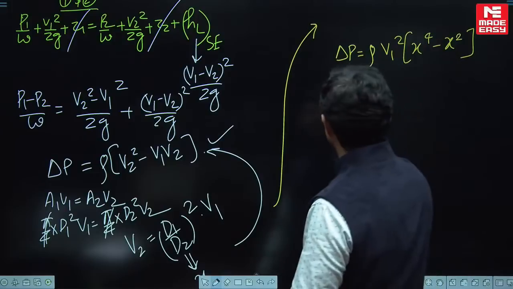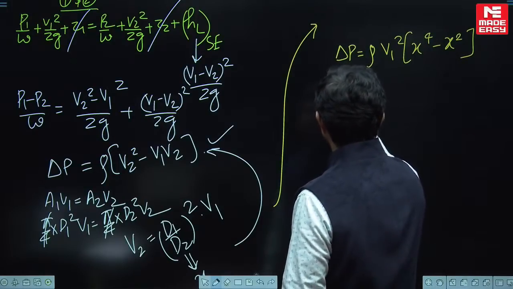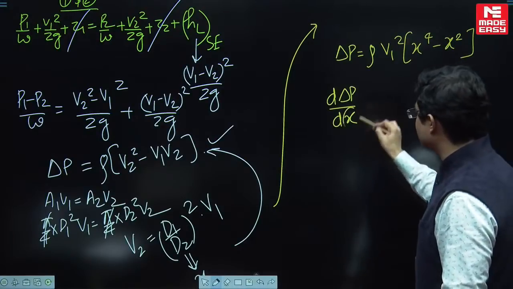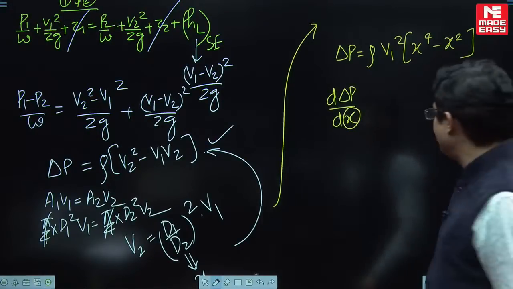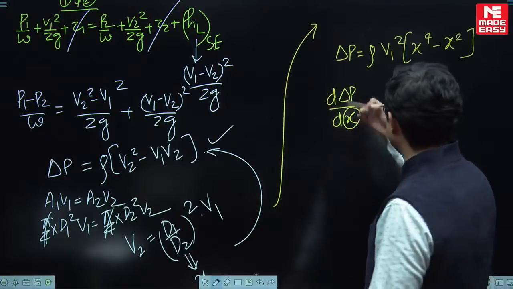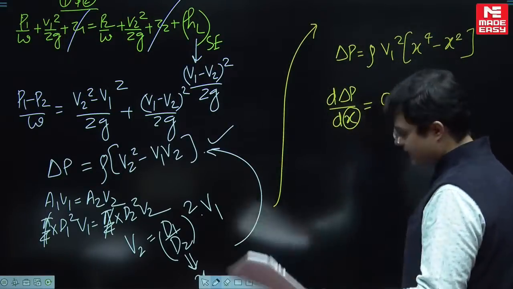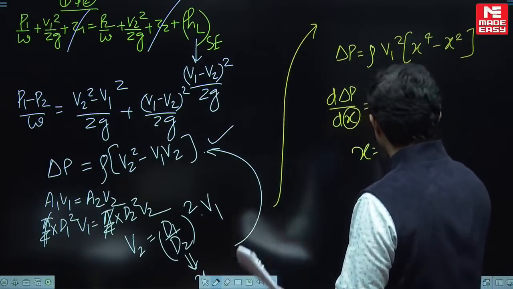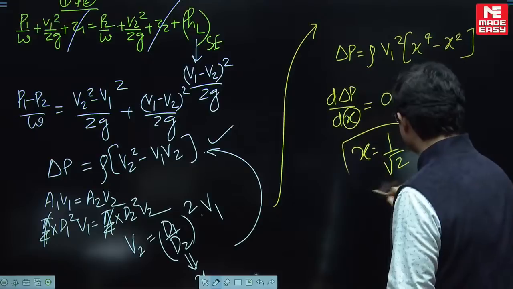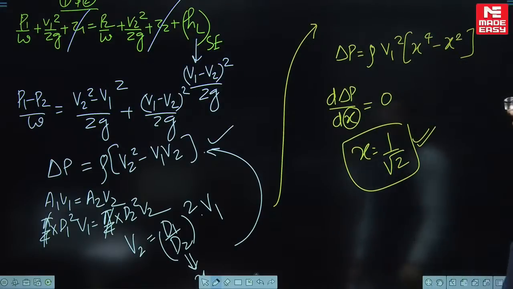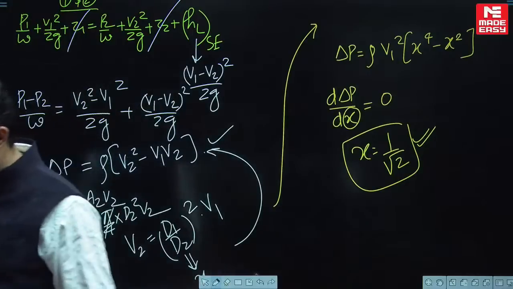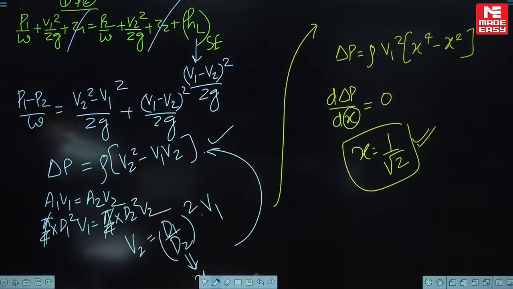So this pressure drop you need to maximize with respect to diameter and diameter ratio. So diameter ratio is taken to be x. So how to maximize the thing? Differentiate with respect to the variable and put it equal to 0. So from here when you put it equal to 0, this will come out to be 1 by root 2. Clear guys? This is P1 minus P2, upstream to downstream pressure ratio.